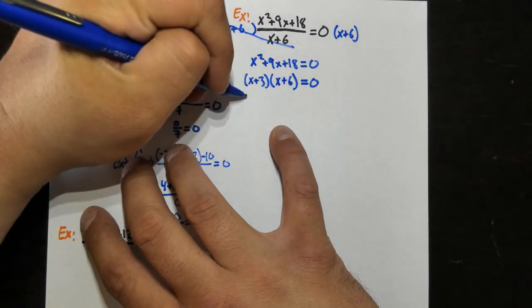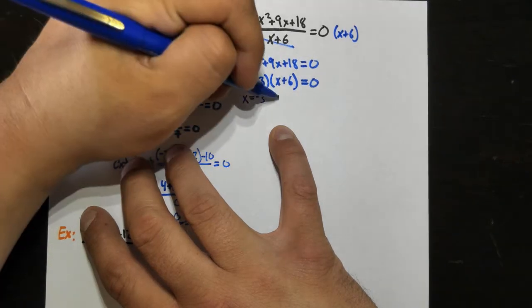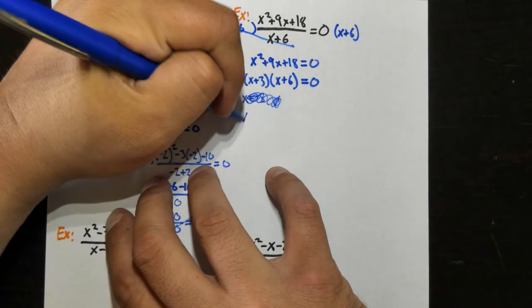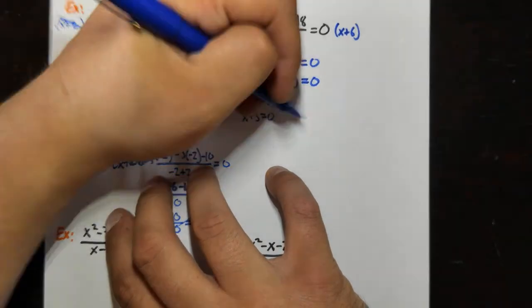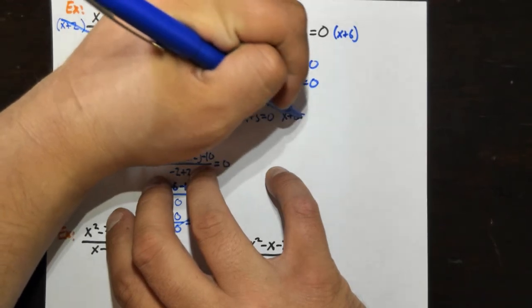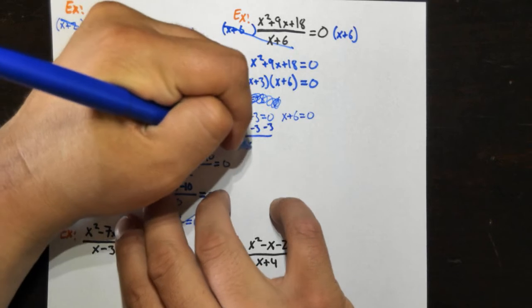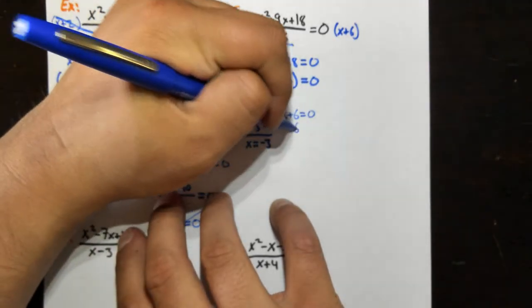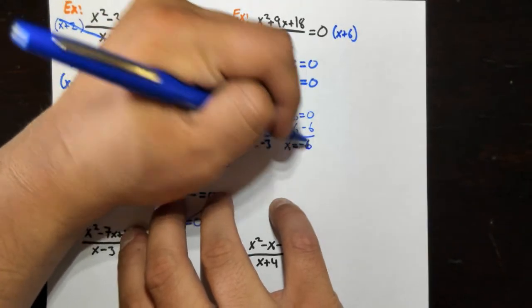And then solve. So this is going to change signs. This is going to be x equals negative 3. Or, well, I won't skip that just so we can see it. x plus 3 equals 0. We set each factor equal to 0 and solve for x. x plus 6 equals 0. So if we subtract 3 here from both sides, we get x equals negative 3. And if we subtract 6 here, we're going to get x equals negative 6.